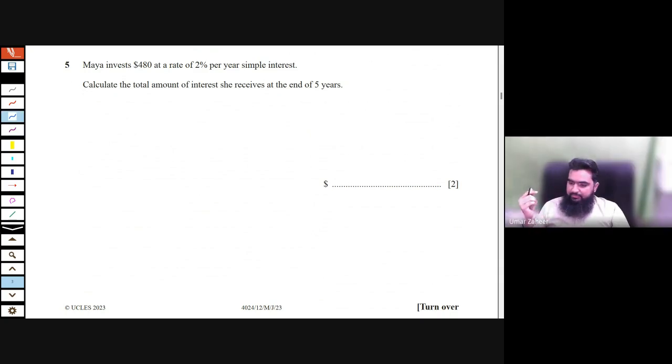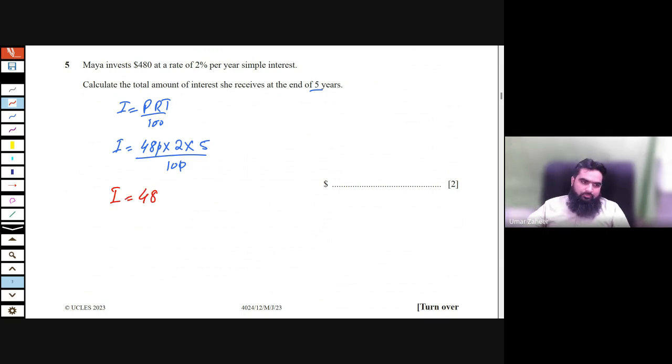Maya invests $480 at a rate of 2% per year simple interest. Work out the total amount of interest. We know that the interest is equal to PRT divided by 100. The principal amount is 480, the rate of interest is 2%, the time is 5 years, divided by 100. The zeros will be cancelled out. 5 times 2 is 10, and the denominator 2 is cancelled out. So the interest is directly equal to 48.